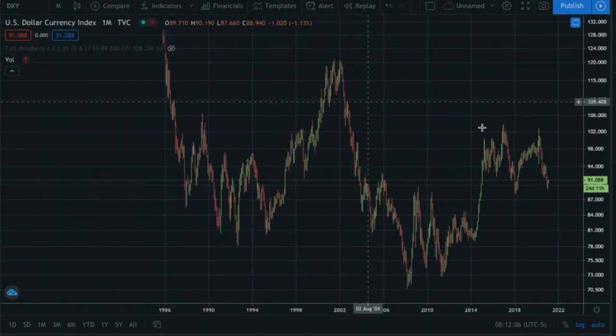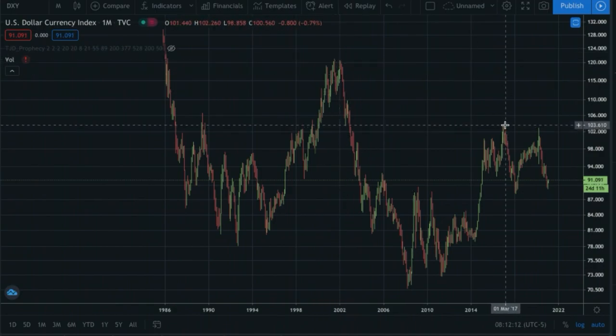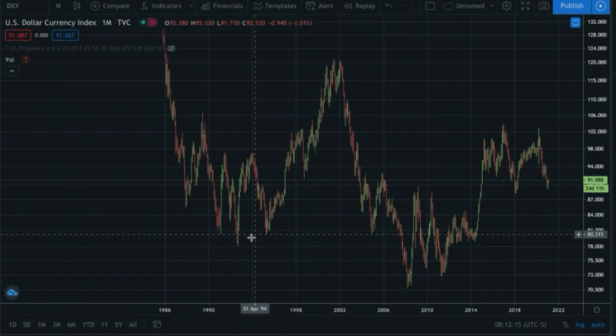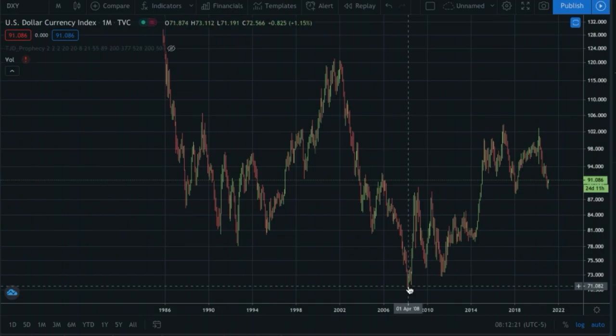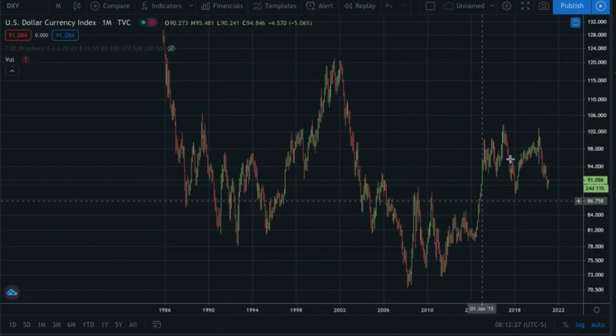So we are in an overall downtrend. This is the 1986 high. This is a high from 2001. And then we have a high here from 2017. And then we have a low here from 1992. And then we have a low here in 2008. Okay, so we have a high, a low, a lower high, a lower low, another lower high. So we're in an overall downtrend.